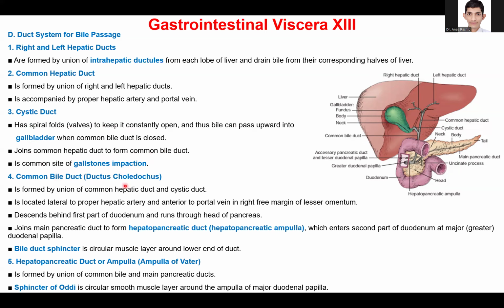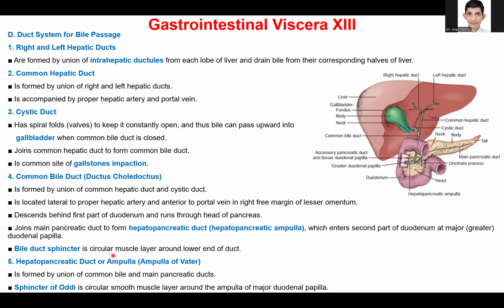Common bile duct, ductus choledochus, is formed by union of common hepatic duct and cystic duct, is located lateral to proper hepatic artery and anterior to portal vein in right free margin of lesser omentum. Descends behind first part of duodenum and runs through head of pancreas, joins main pancreatic duct to form hepatopancreatic ampulla, which enters second part of duodenum at major greater duodenal papilla.